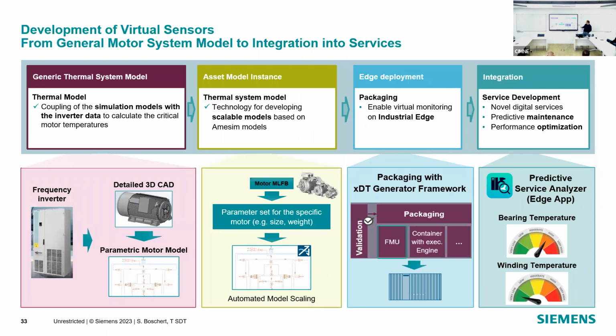And so again, the structure of this virtual sensing is here. Again, we have the detailed model. We have the parametric set of the model that says, okay, it's a 20 kilowatt motor, it has this size, it has this weight. All this goes into the simulation model. The model is then reduced and packed into an FMU that is deployed on our controlling units and is then part of the control system at the premise of the customer, giving this predictive service.